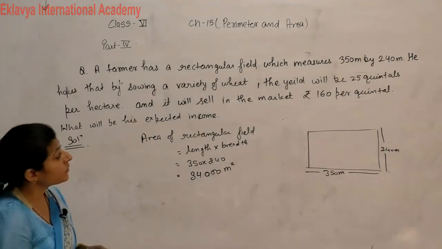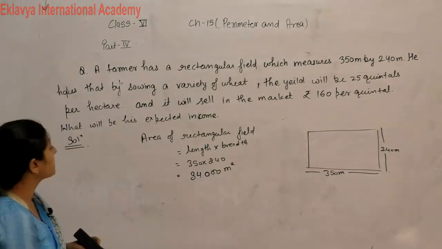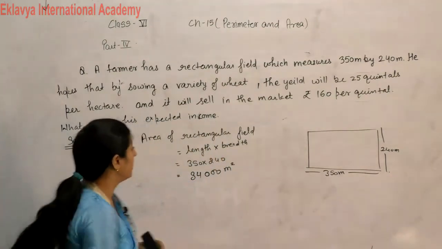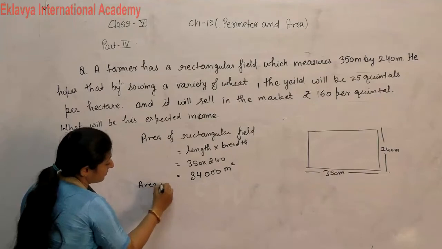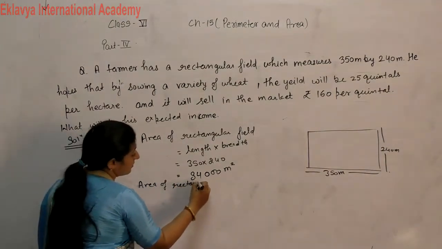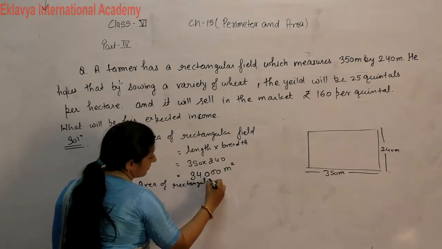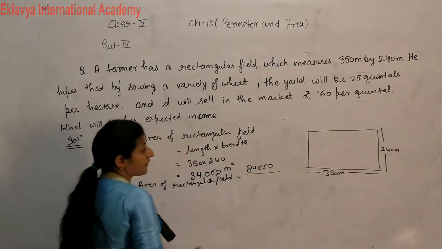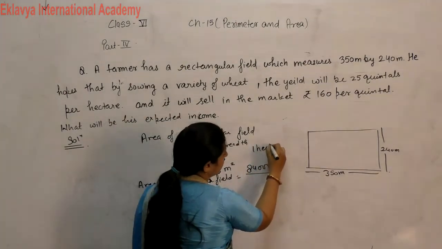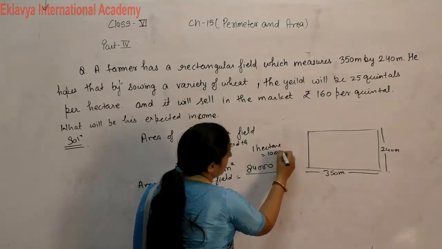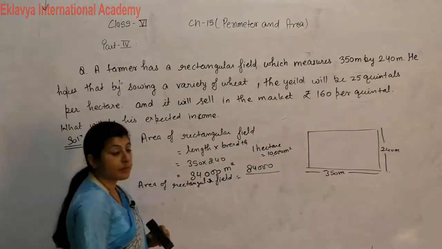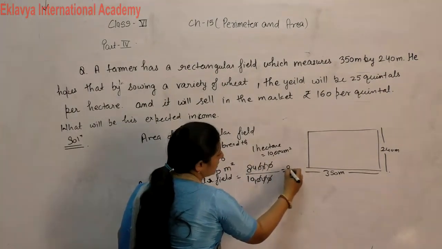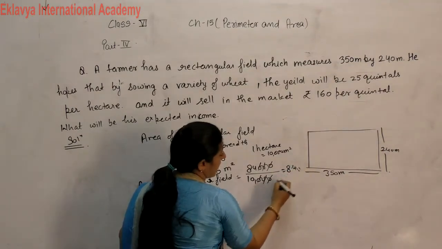But see, it is given to you the yield will be 25 quintals per hectare. It means we need the area of this field in hectare. So, area of rectangular field in hectare, how to find out? 84,000. 1 hectare is equal to 10,000 meter square. It means we will divide by 10,000, then this becomes 8.4 hectare.